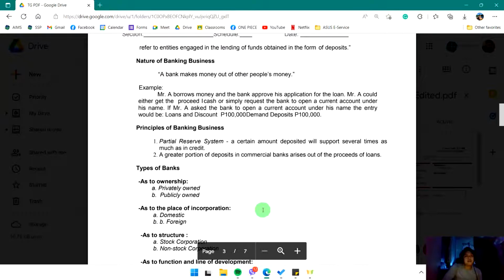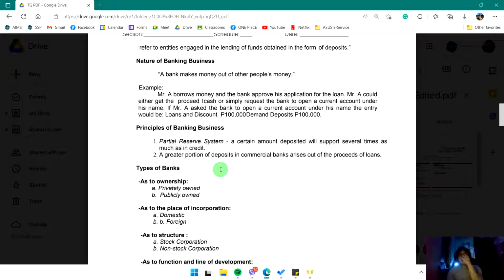We have here the partial reserve system, which is, ano ba, explain ko to? Partial reserve system. Ibig sabihin lang nito, hindi lahat ng dinedeposit ng isang tao ay available na ipamigay ng bangko. So, paano ko ba ie-explain naman? Sige, ganito.